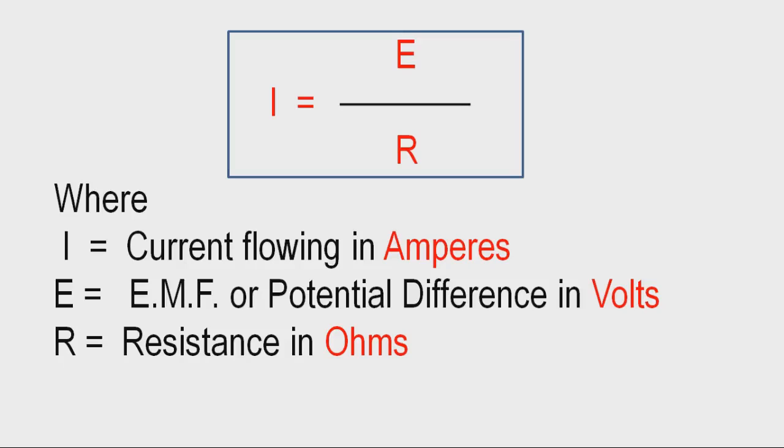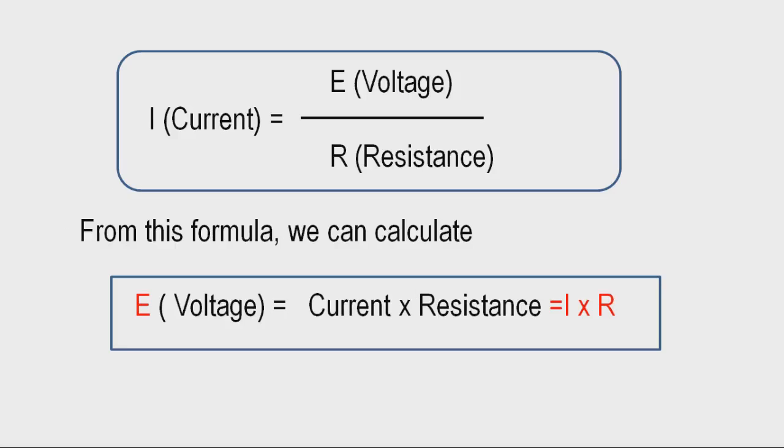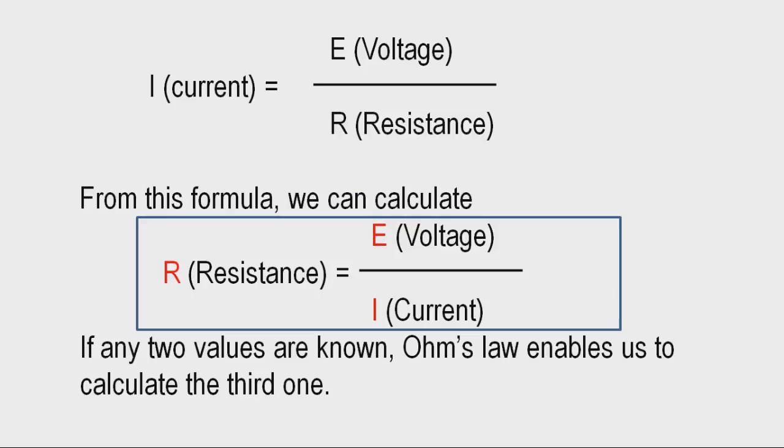From this Ohm's Law, we can calculate the voltage in a circuit. E is equal to the product of current and resistance, I into R. So E is equal to IR. From this formula, we can also calculate resistance R. R is the resistance given by R is equal to voltage by current, E by I. So if you want to calculate the resistance, divide the voltage by current.